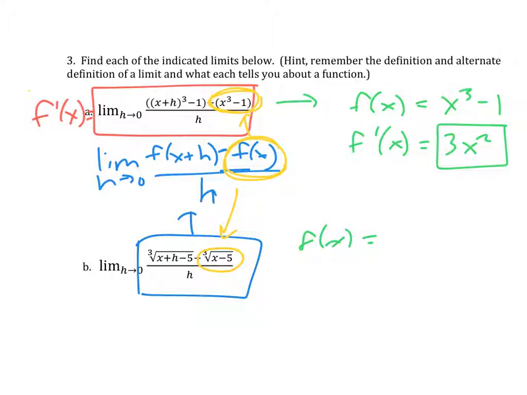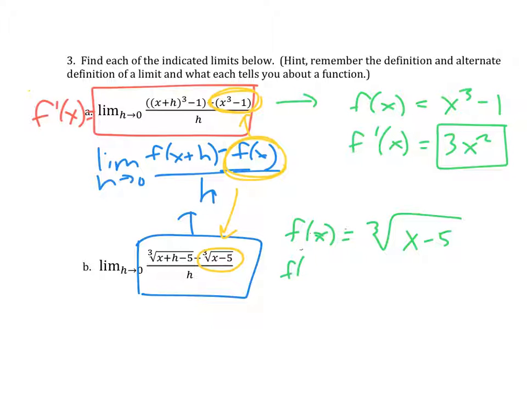So I'm recognizing that f of x, let's make that legible, f of x is the cube root of x minus 5. And I need to find the derivative.